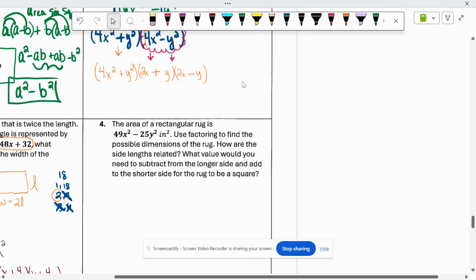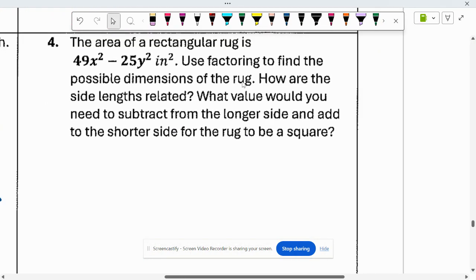Okay, so this is going to be part two of the problem solving. The area of a rectangular rug is 49x squared minus 27y squared inches. Use factoring to find the possible dimensions of the rug.